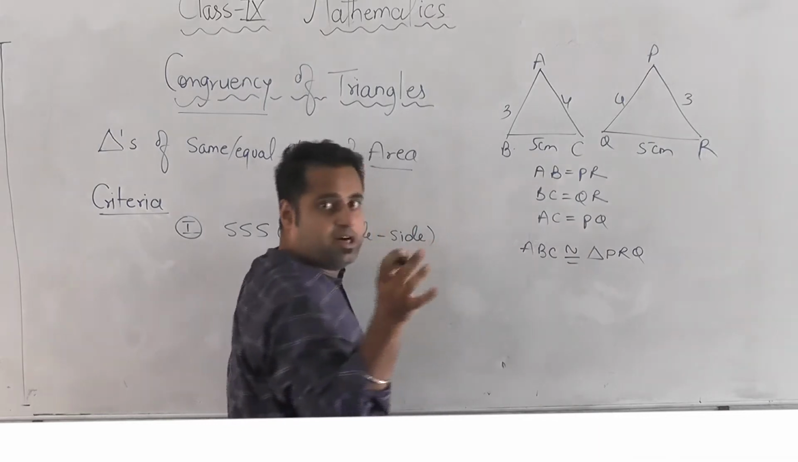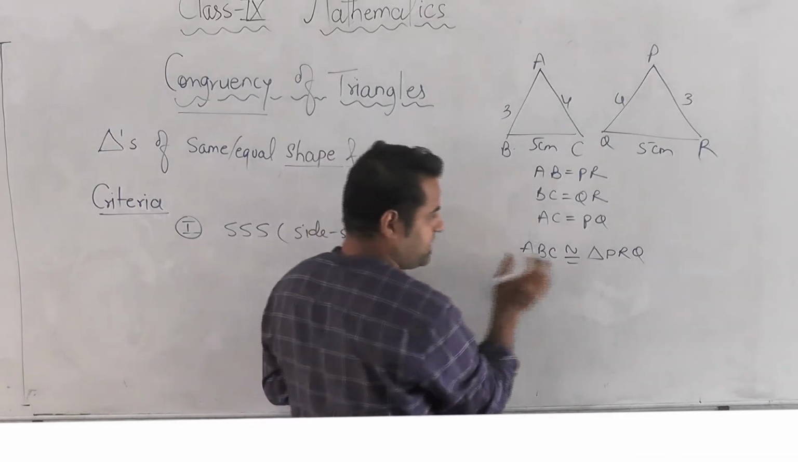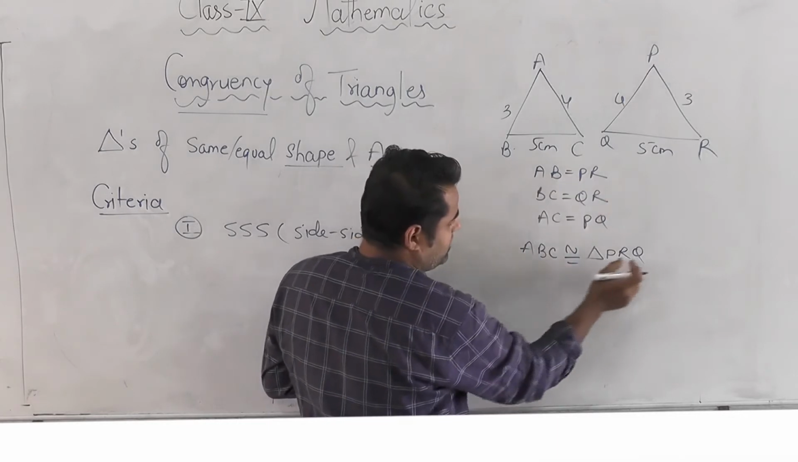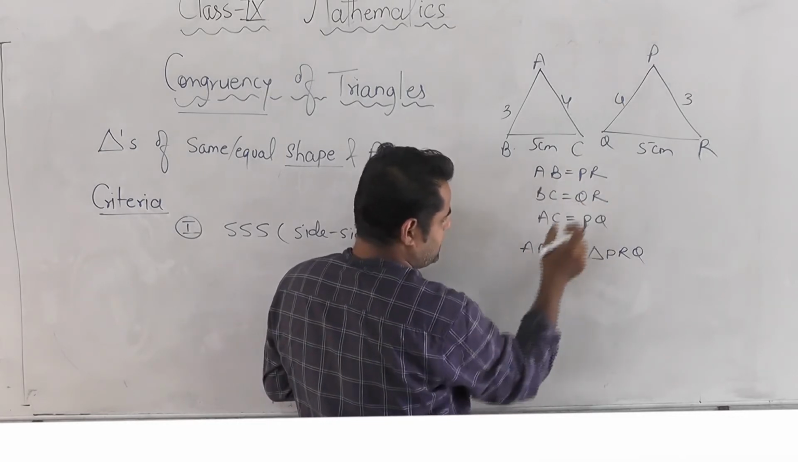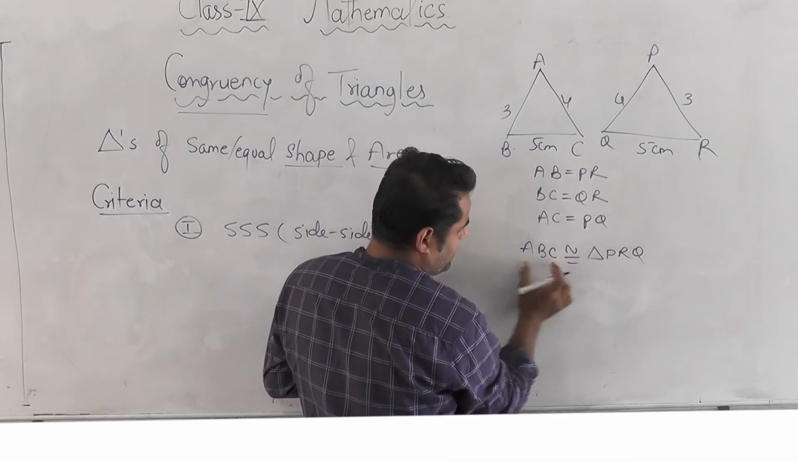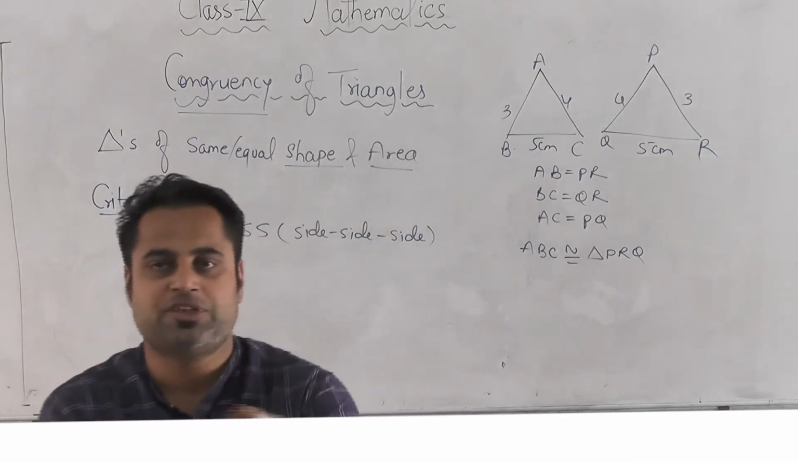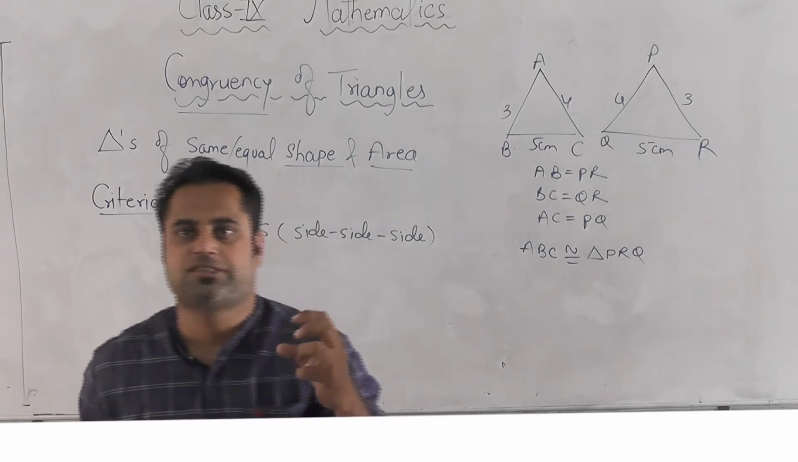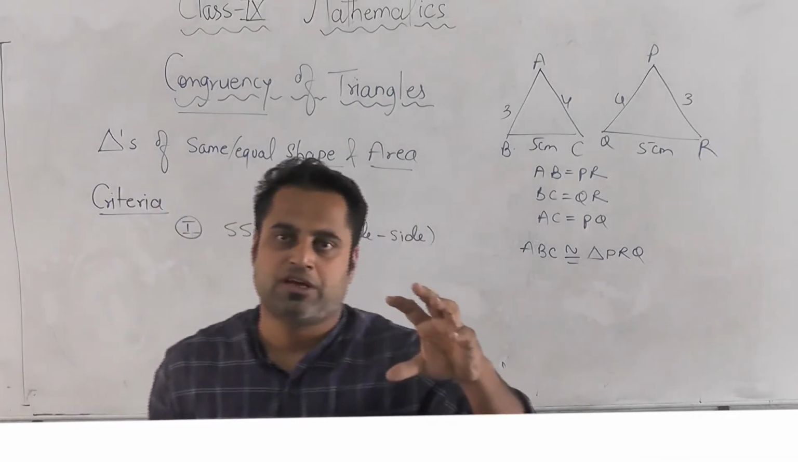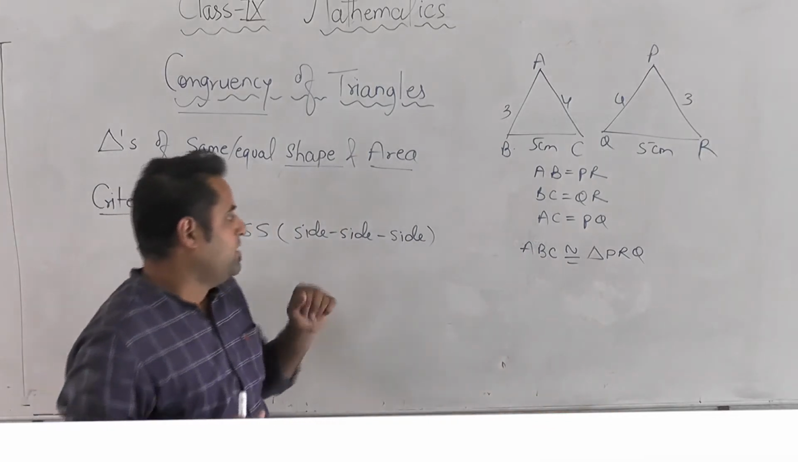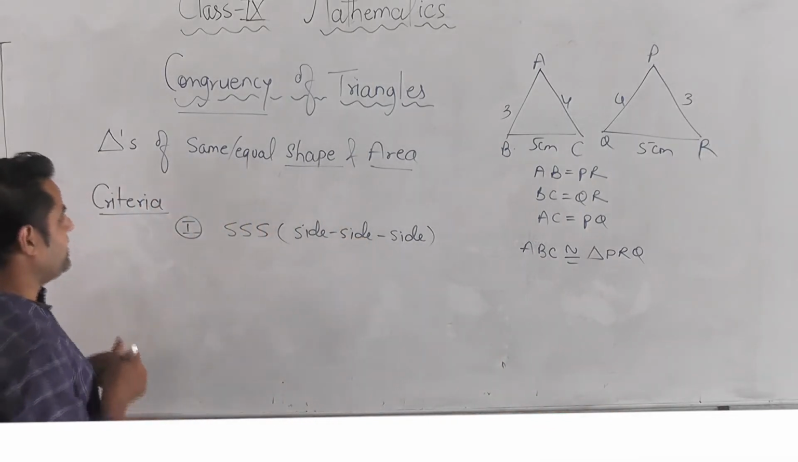So here you can see the arrangement of what I am writing here. AB, PR. Here, BC, QR, BC, RQ, like this, and AC, PQ, AC, PQ. So that the sequence of the alphabets won't be changed, so that you can understand which side or which angle will be equal to which corresponding side or angle. Okay, so this is the first criteria.